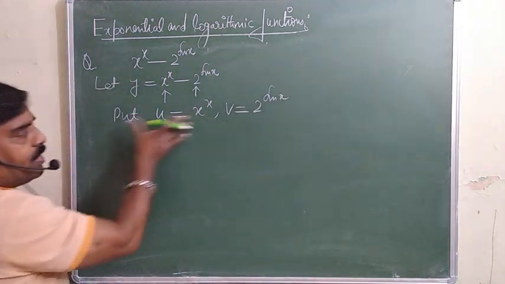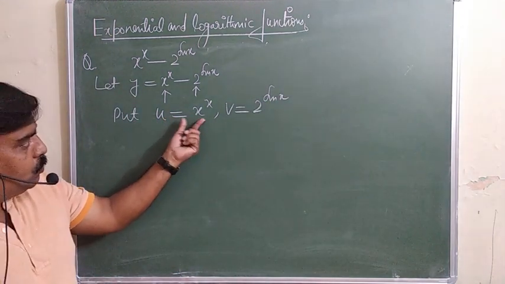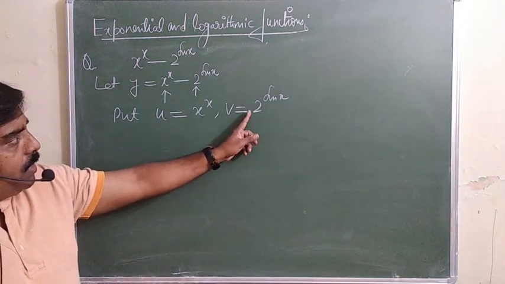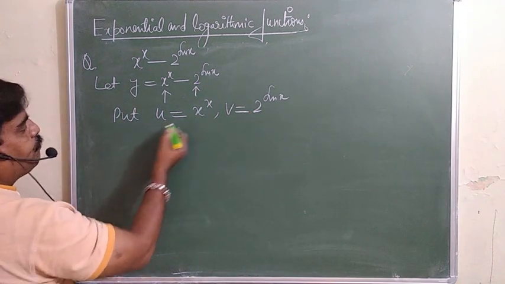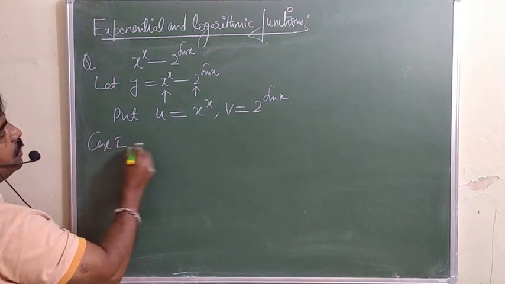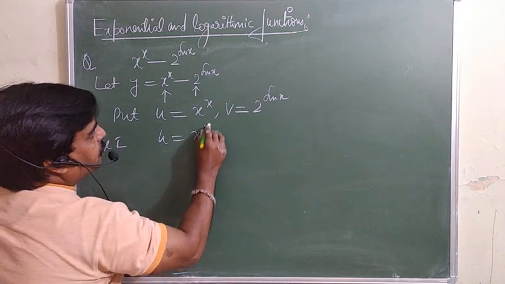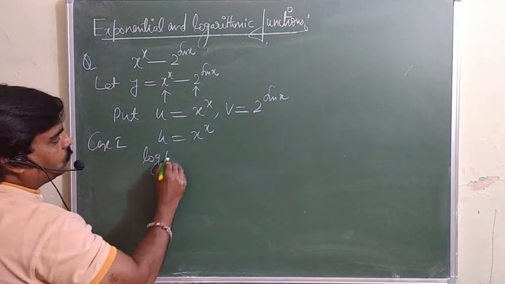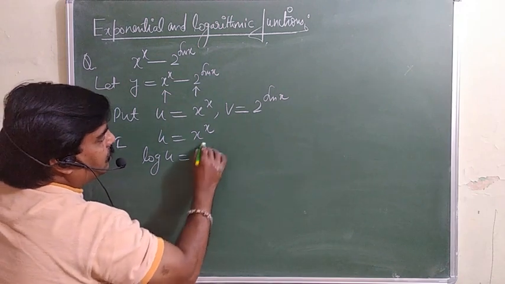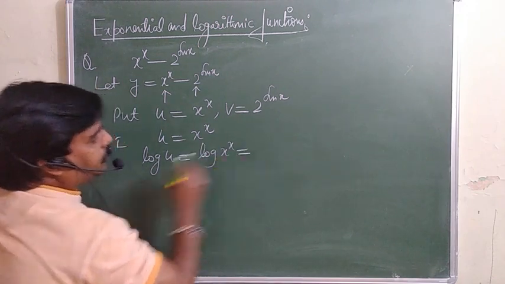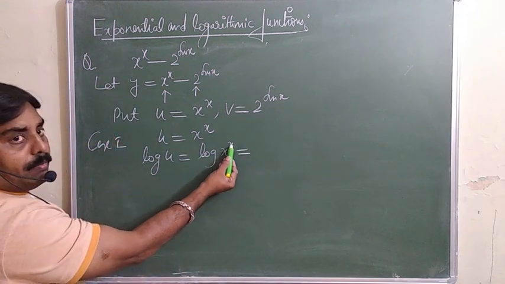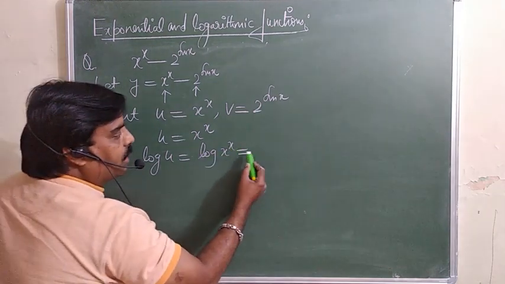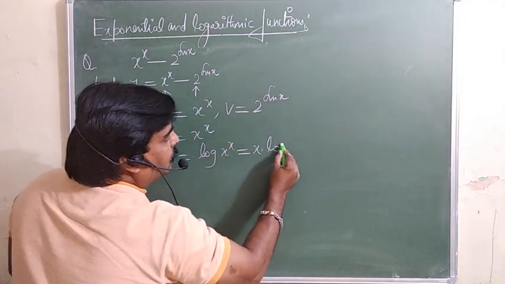Now separately you can take the derivative of this one and this one. See now, first I am taking the case u is equal to x raised to power x. So you must take the log of both the sides. Directly I am doing. So log u is equal to log x raised to power x, and this can be written as log x raised to power n, that is n log x. So this is x into log x.